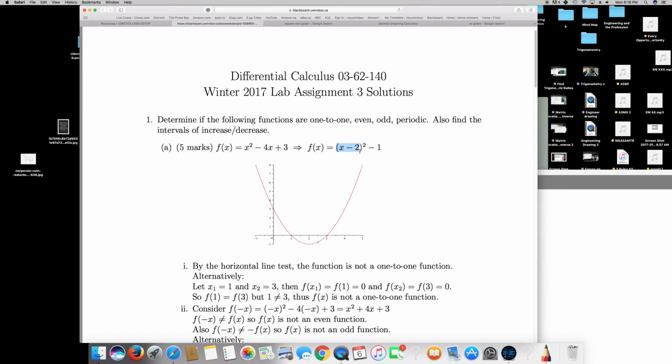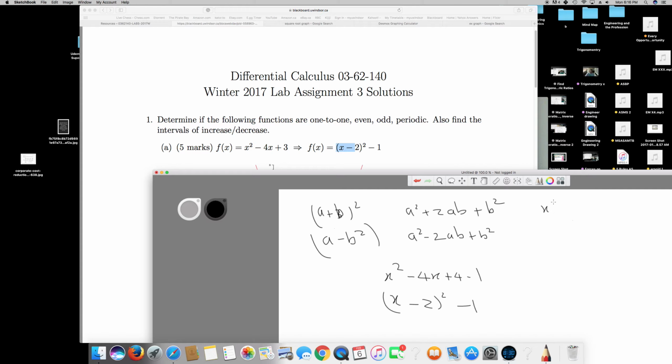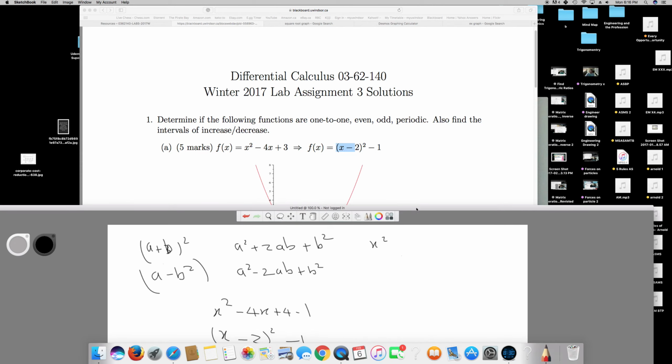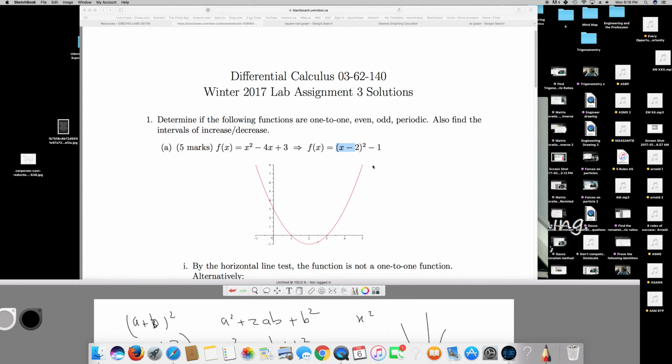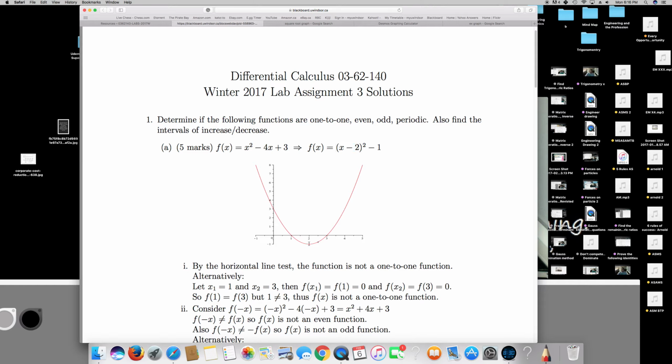So if you draw the graph, it's going to be a parabola, because positive x square is going to be an upward opening parabola, right? And x minus 2 means 2 units to the right, and minus 1, therefore 1 unit down. So the graph is going to be like this.